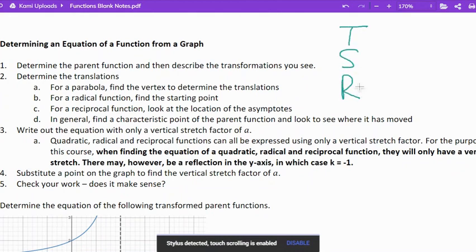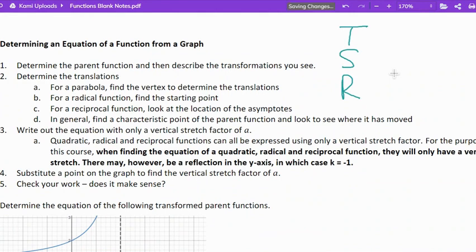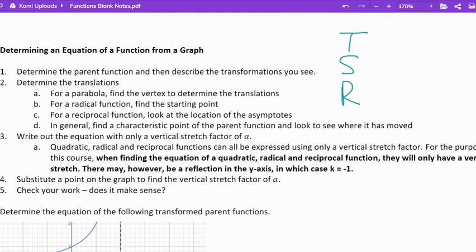So today is about TSR. Remember how BEDMAS backwards is SAMDEB? Well, likewise, RST backwards is TSR. So when you're graphing, you use RST. When you're figuring out the equation, we use TSR, meaning we first figure out transformations, then stretch and reflection. If you're moving your desk, please make sure you move it back.